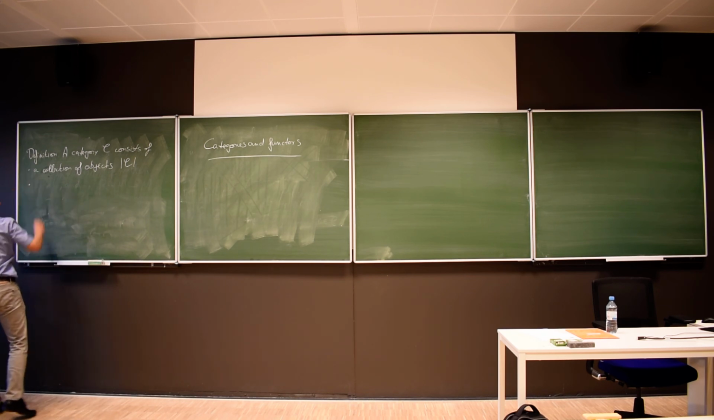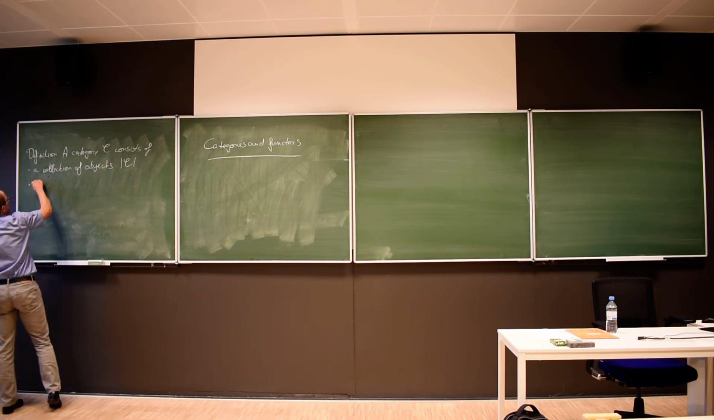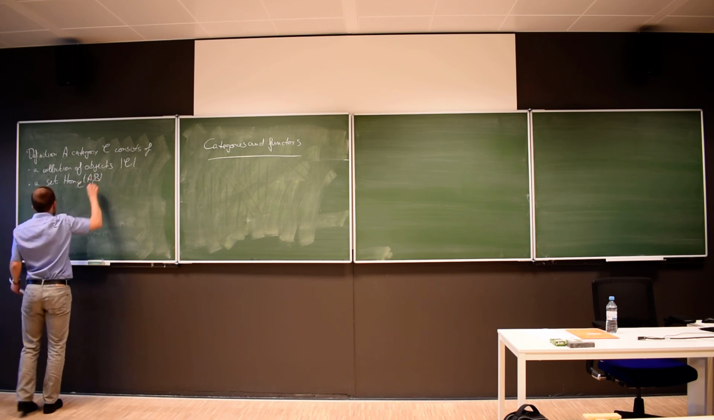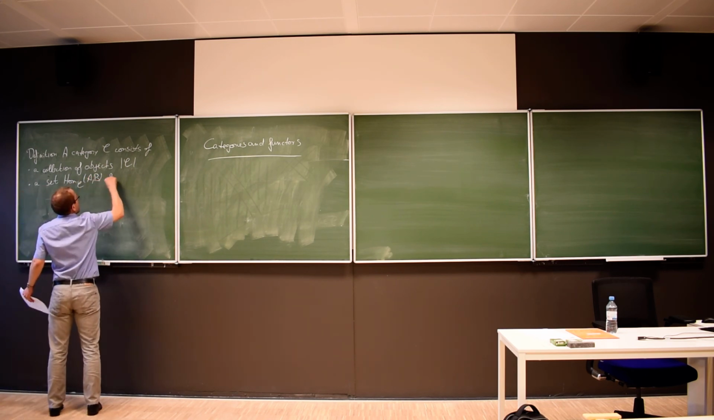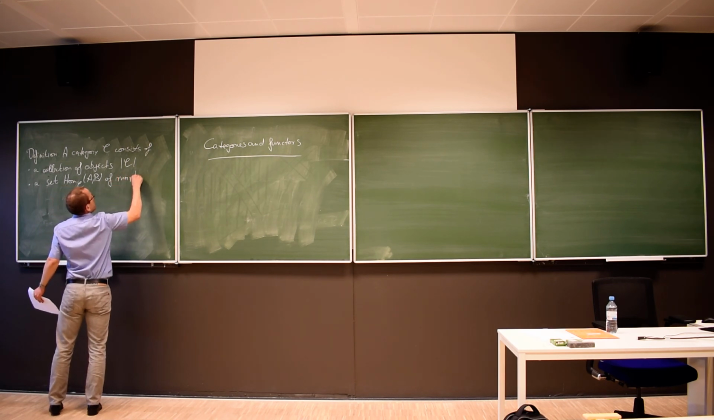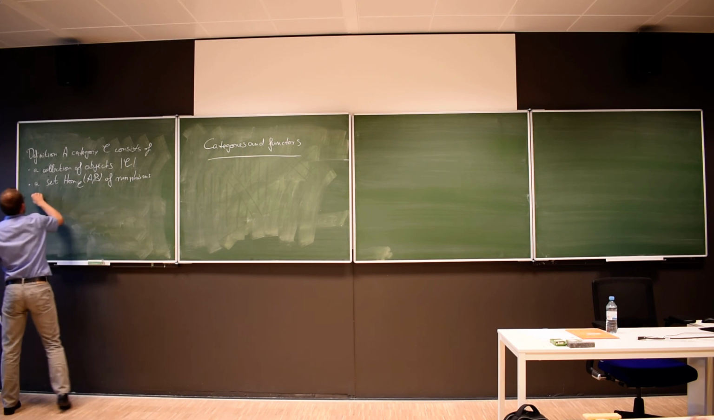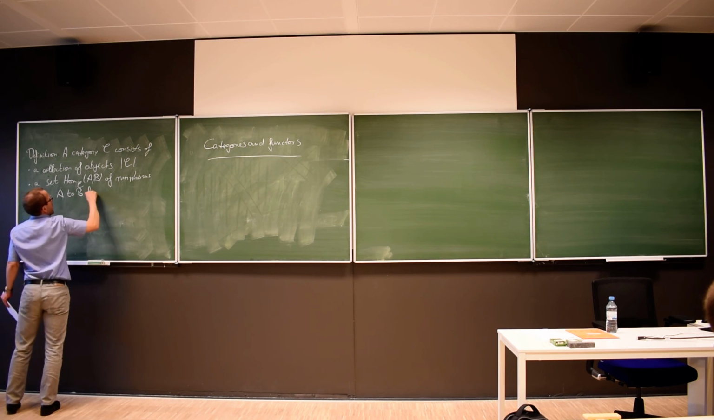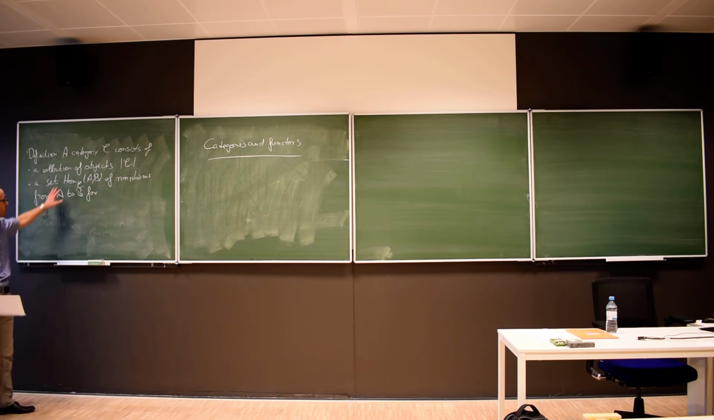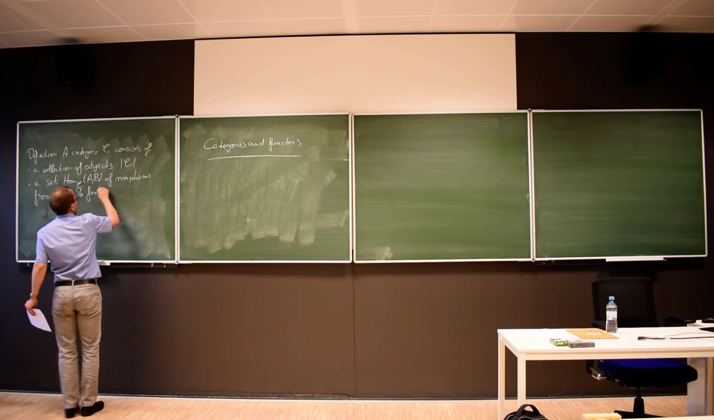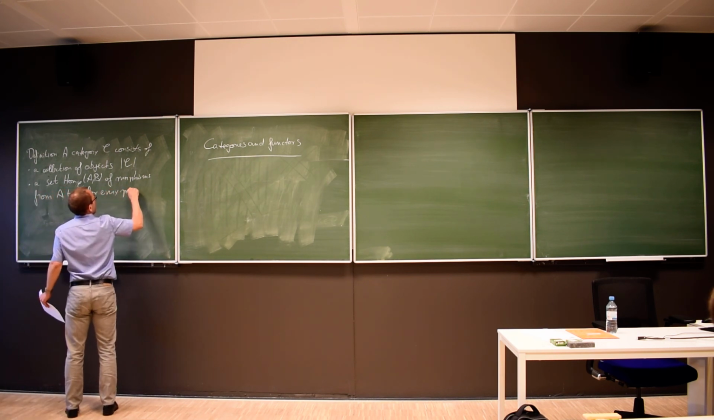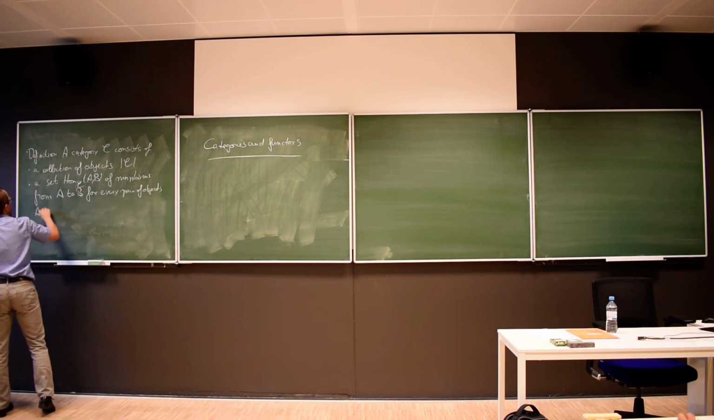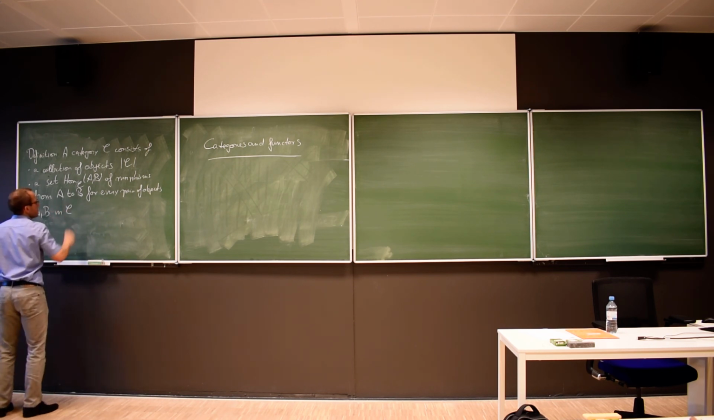The next piece of data of a category is the following. It's a set Hom_C(A, B), and that's called the set of morphisms from A to B. And we have such a set of morphisms as our data for every pair of objects A, B in our category C.